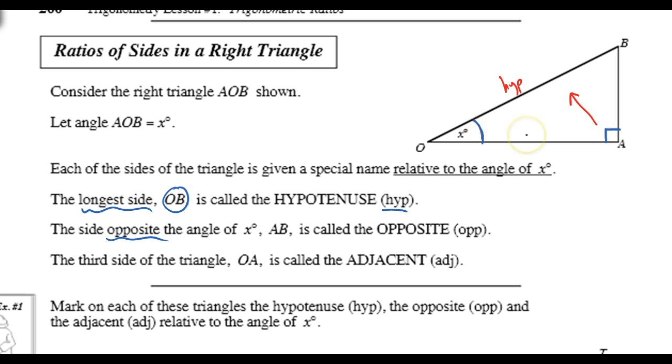There's also an opposite side, and the opposite side of angle X, that is directly opposite of angle X. The side that's furthest away is AB, and that's opposite, or OPP here. Okay, there's a third side down here, and the third side is the side that's closest to the angle, but that's not the hypotenuse. That's going to be the adjacent side, and that's marked OA. So let's go ahead and mark that down here. ADJ designates that side is adjacent. Okay, so again, that's in relationship to the angle X.